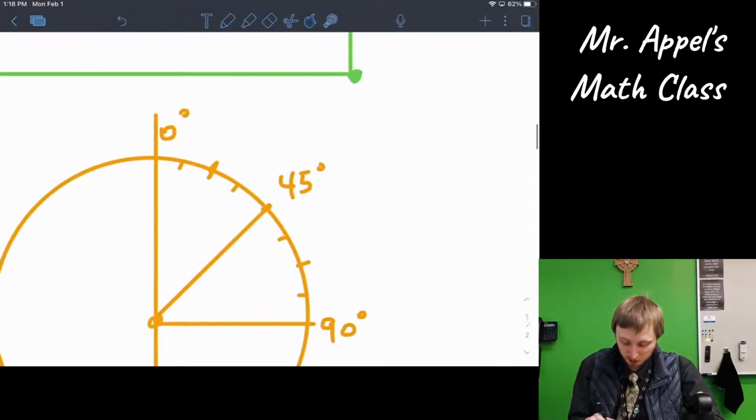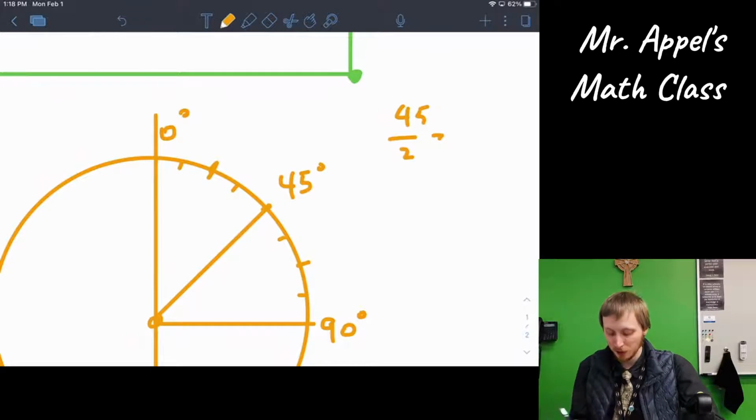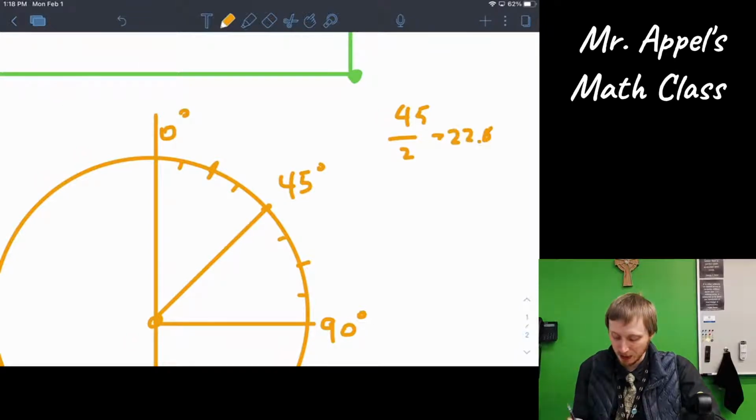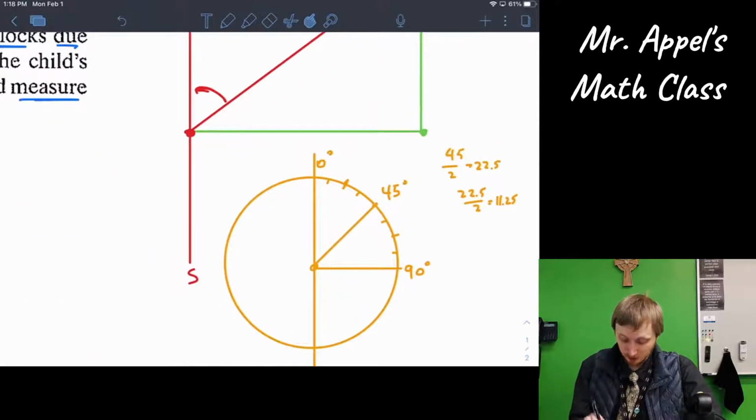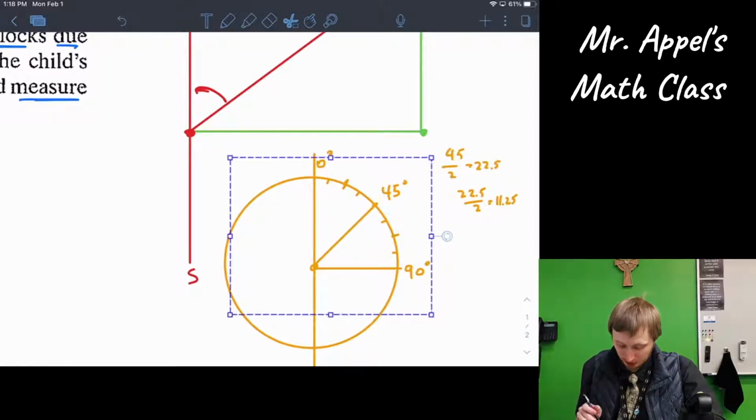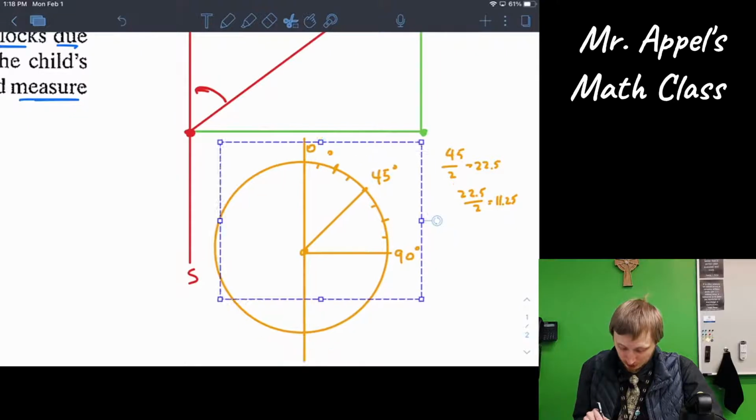So the smallest level would be 1/4 of 45. So just real quick, 45 divided by 2 would be 22.5. And 22.5 divided by 2 is 11.25. So that's the most accurate I will be with this protractor.